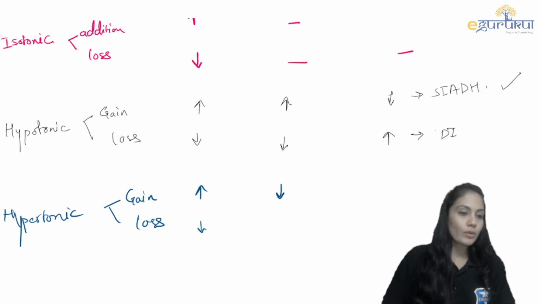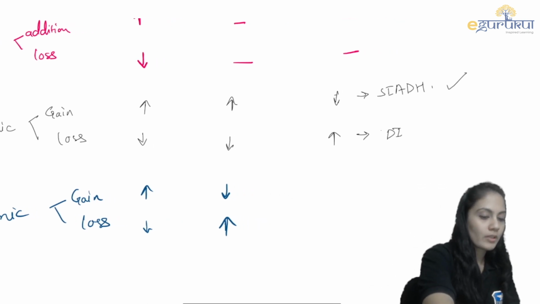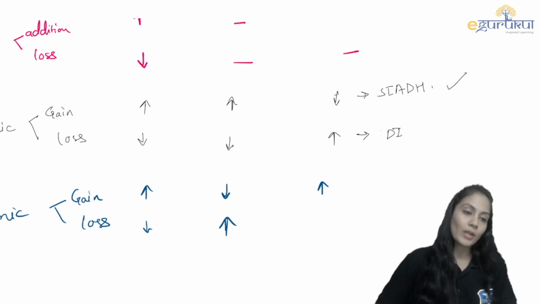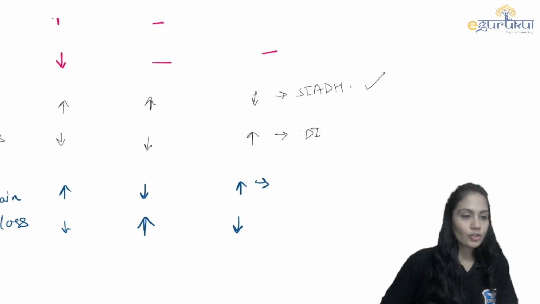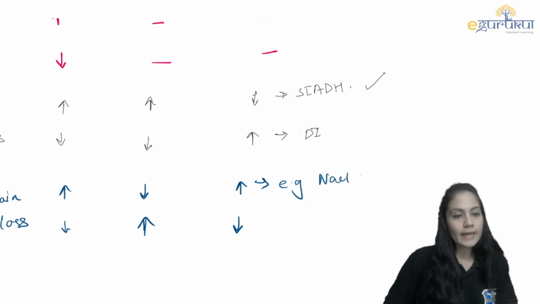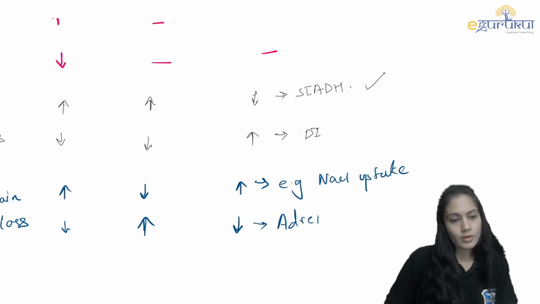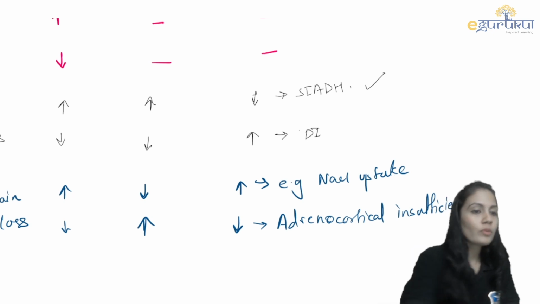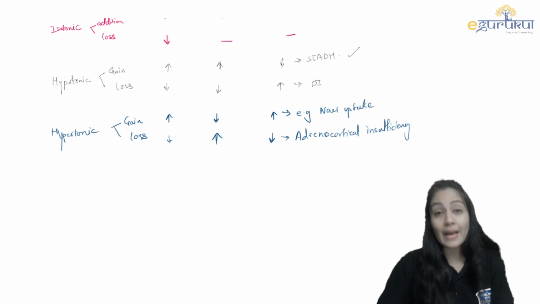The opposite thing is going to happen in loss. Whenever there is a loss of this hypertonic solution, the opposite thing is going to happen over here. Now, if you add the hypertonic, obviously the osmolarity increases. If there is a loss of hypertonic, osmolarity is going to decrease. And the gain condition, any example? Yes, NaCl intake or uptake, and adrenocortical insufficiency.